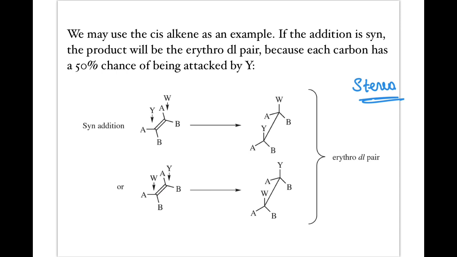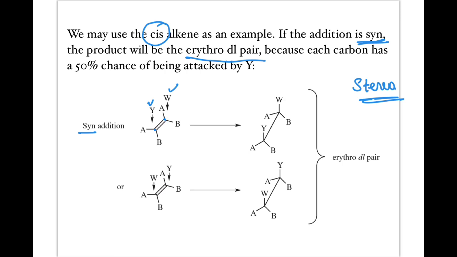Now first thing, we have to understand what kind of addition this is. Is it a syn addition or an anti addition? See, if the addition is syn, the product is going to be an erythro DL pair if you are using a cis alkene. Now this may sound like really big terms, but let me tell you, syn addition is nothing but adding two of these groups, Y and W, or X and Y, whatever it is, on the same side of the double bond.